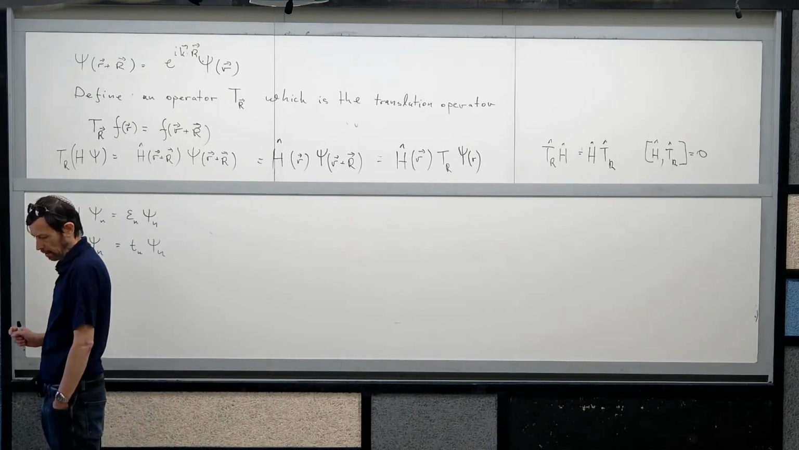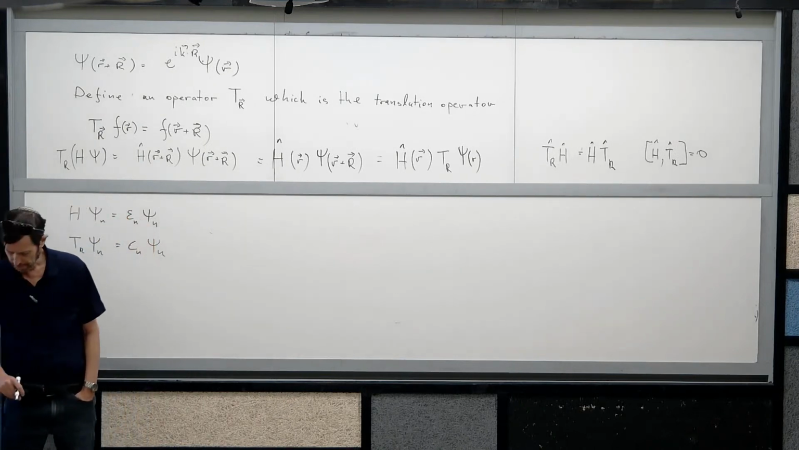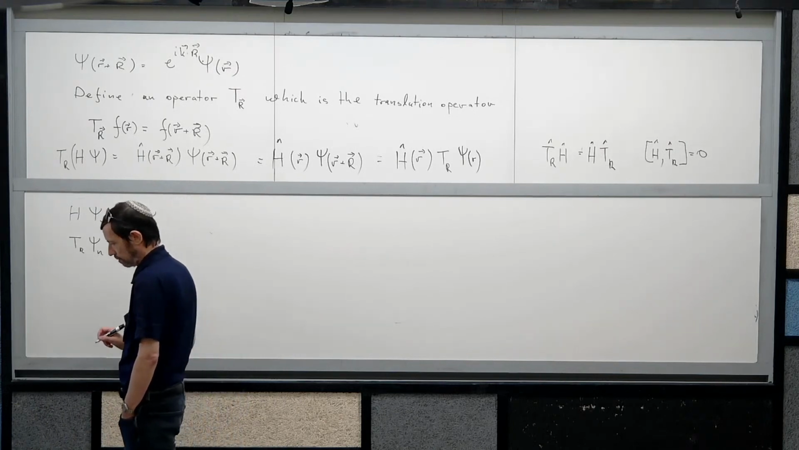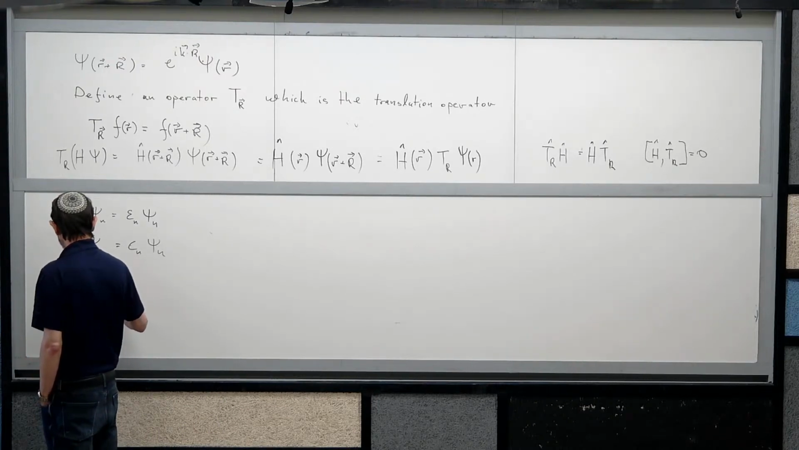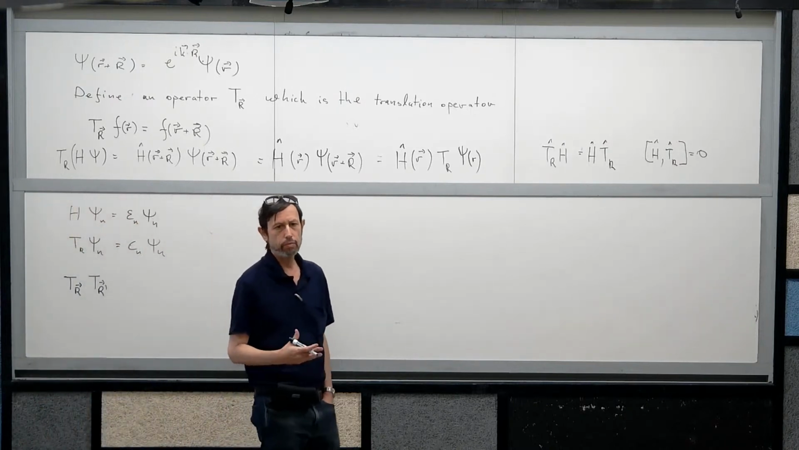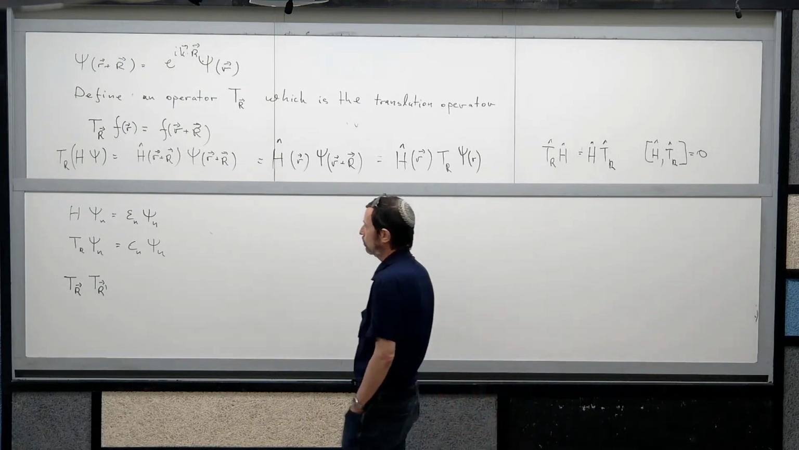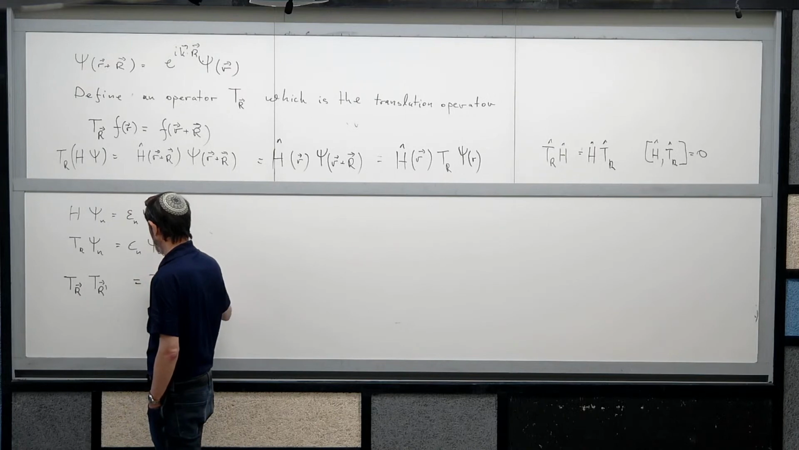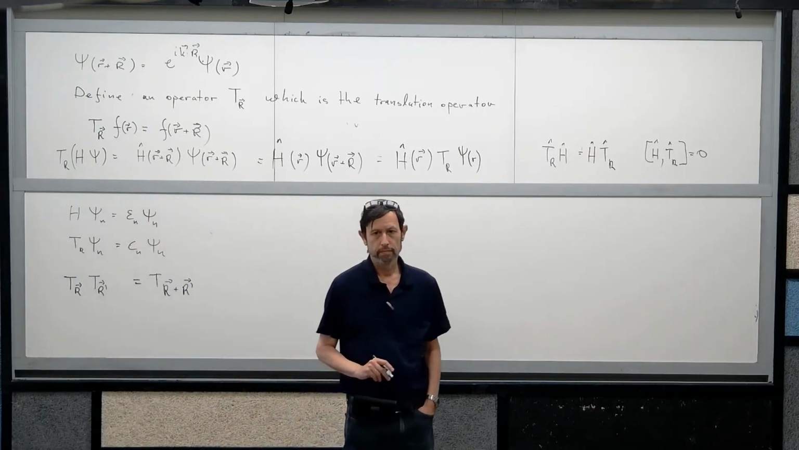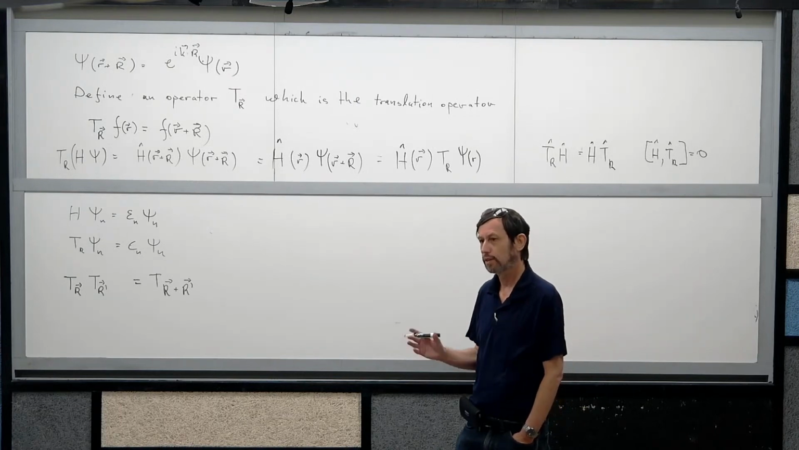Before I continue with that, I want to draw your attention to another property of the translation operator, and that's what happens when I consecutively perform two translations. First translate to R prime and then to R. It's as if I performed one translation to R plus R prime. Actually, the order is not important.